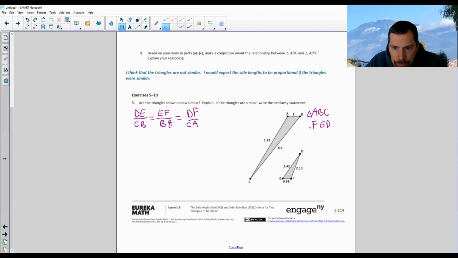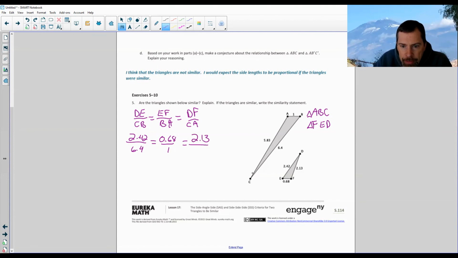Name the triangles and make sure each corresponding part is the one that appears to be congruent. We can't say congruent yet. All right, so how long is DE? It's 2.42. How long is CB? CB is 6.4. We are assuming they're equal, so I'll put equals. EF is 0.68. BA is 1. And DF is 2.13. And CA is 5.83.